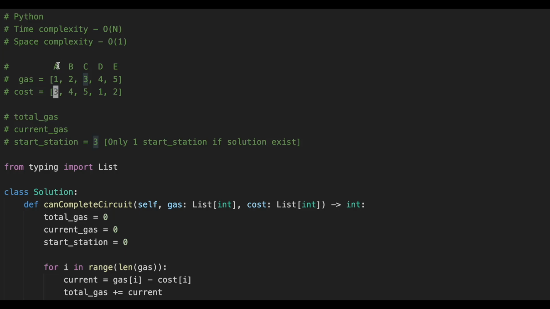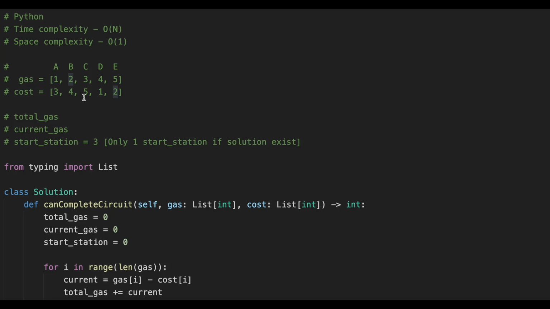For example, at gas station A we can take a gas amount of 1, and we need to spend an amount of 3 to go to gas station B. The same with gas station B: we can take 2 amount of gas and we need to spend 4 in order to go to C, and so on.